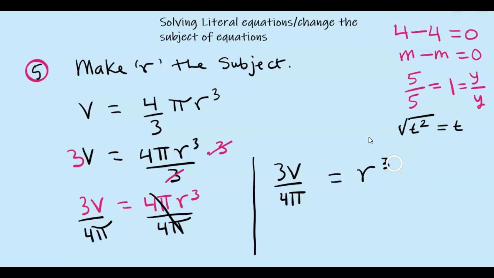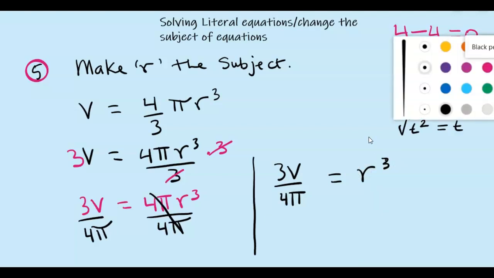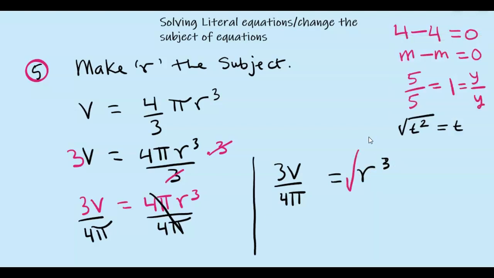We need to get rid of this cube here. So we will take the opposite, and the opposite is going to be the cube root. So we will take the cube root here, right here, and we will repeat the same thing here. Once we do that, this goes away, leaving us with r.